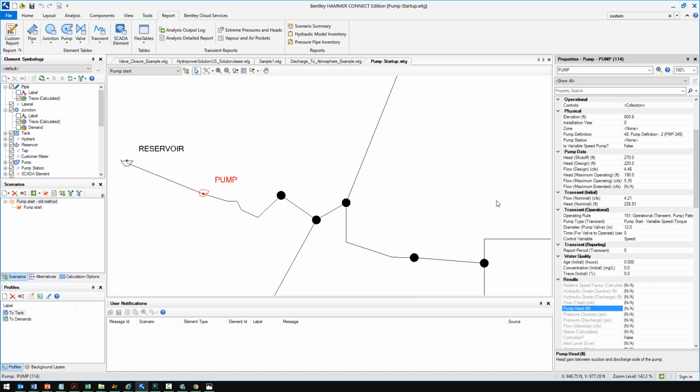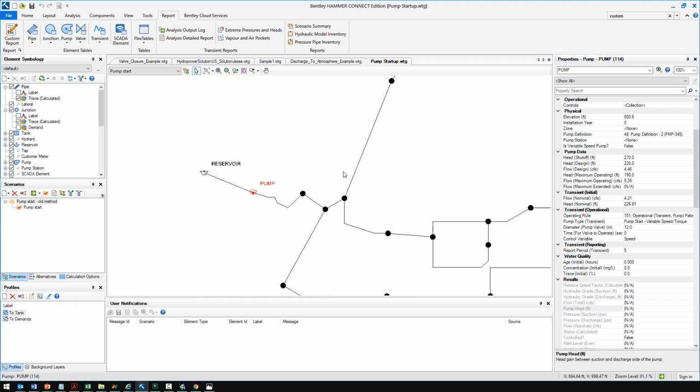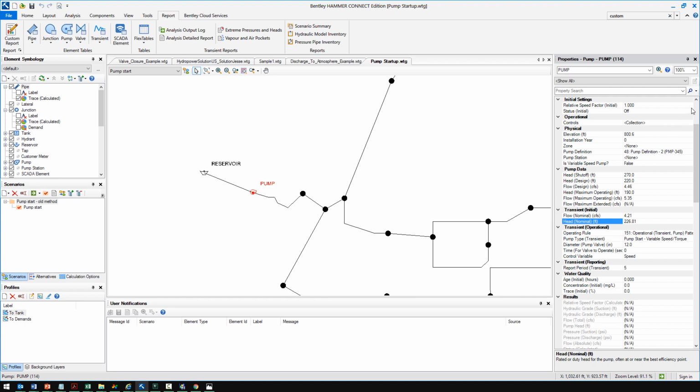So what you would do is run maybe just a quick steady state to see, during your normal operating conditions when the pump is on, what the flow and head would be. You would grab those and paste them into the flow nominal and head nominal, then turn the pump off. And now you're ready to model the pump start.